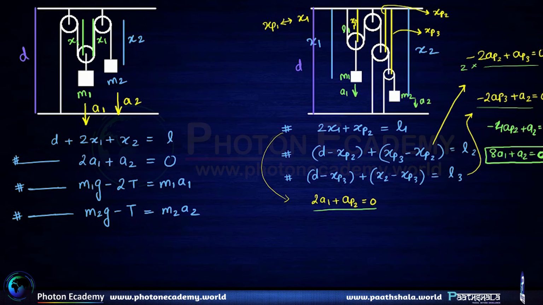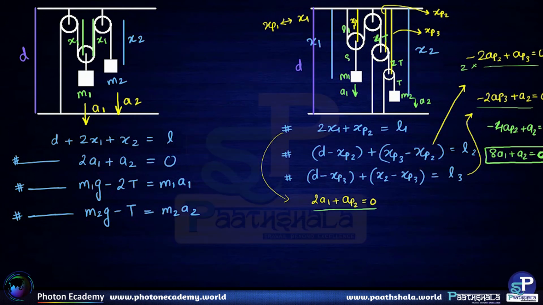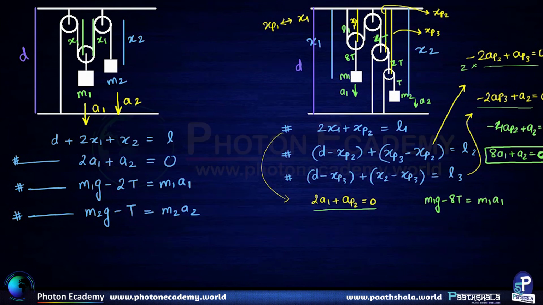Let me assume the tension of the string to be t, then the tension of the string will be 2t, and the tension of the string will be 4t, and the tension of this string will be 8t. So on the mass m1, if we do the force analysis or dynamical analysis of mass m1, we can write down m1g minus 8t is equal to m1 a1. Both accelerations are assumed away from the rigid support going in the downward direction.